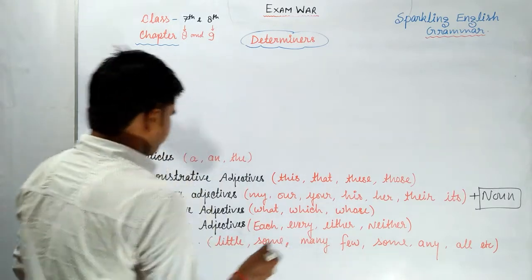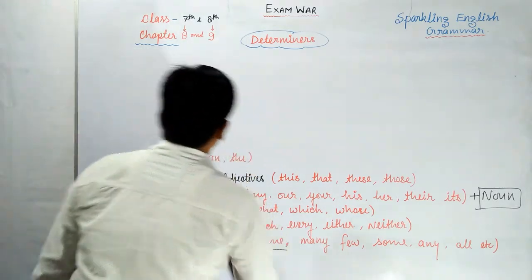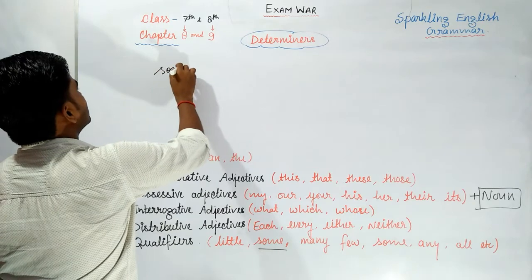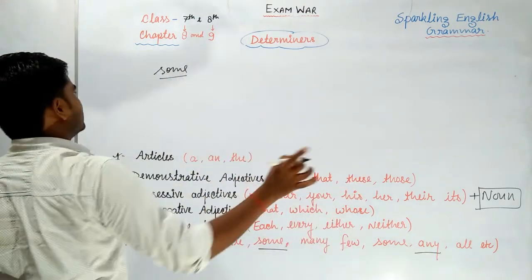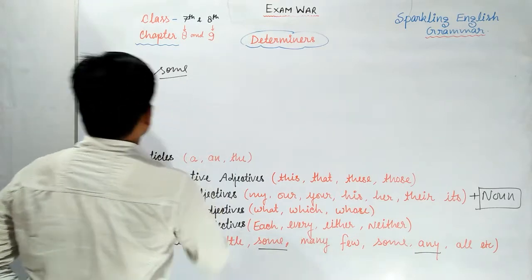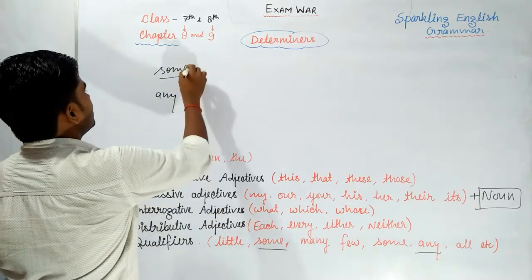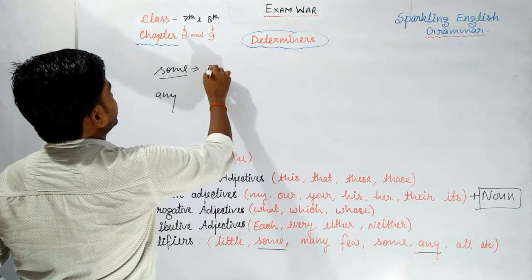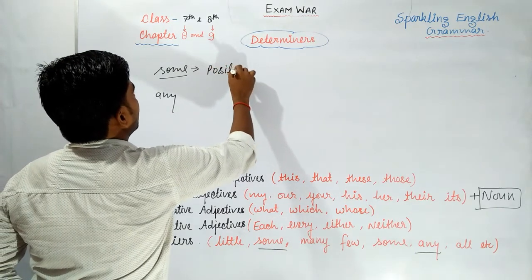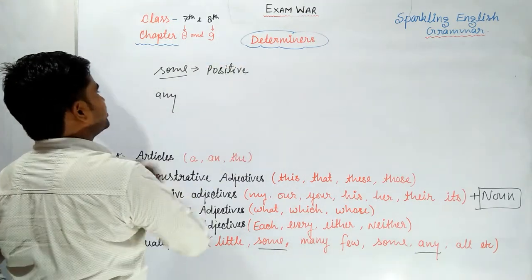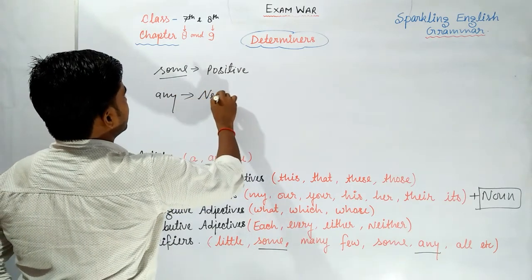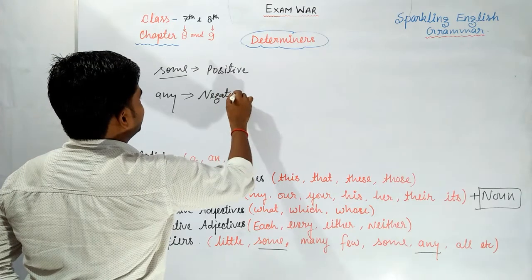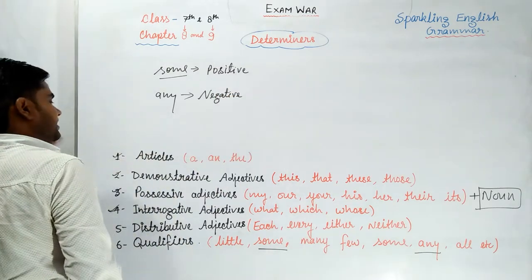So here we have some and any. This is important. That's why I am telling you. Dear students, some is positive. That's why it is always used in positive sentences. Any is negative. That's why it is always used in negative sentences.